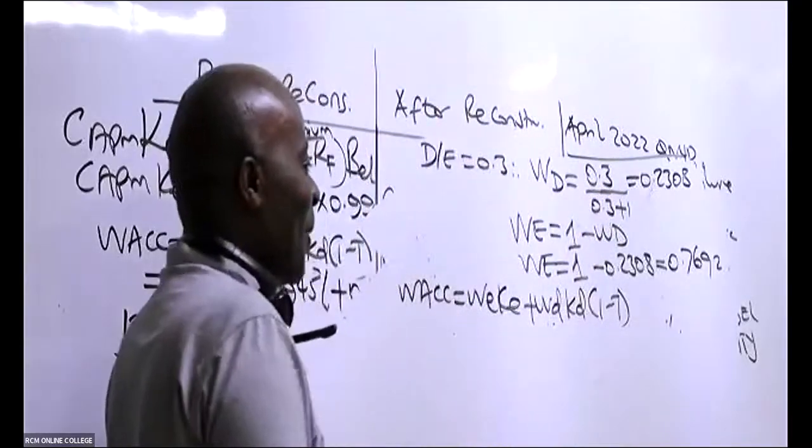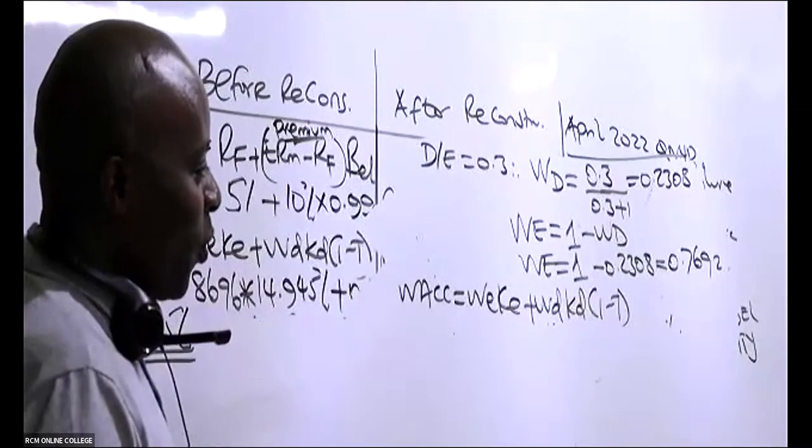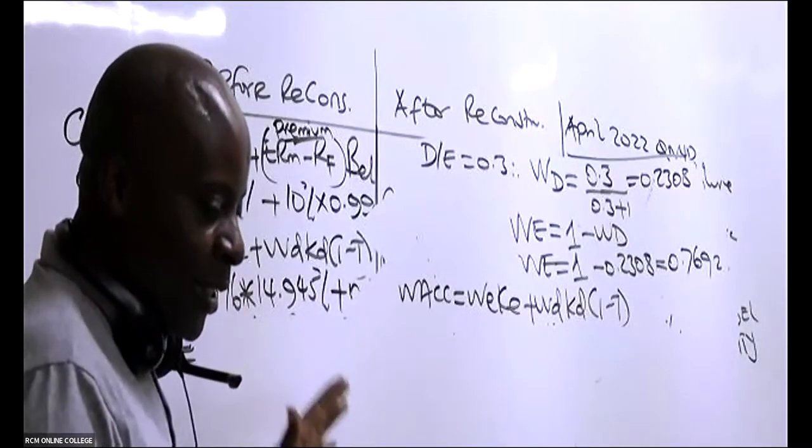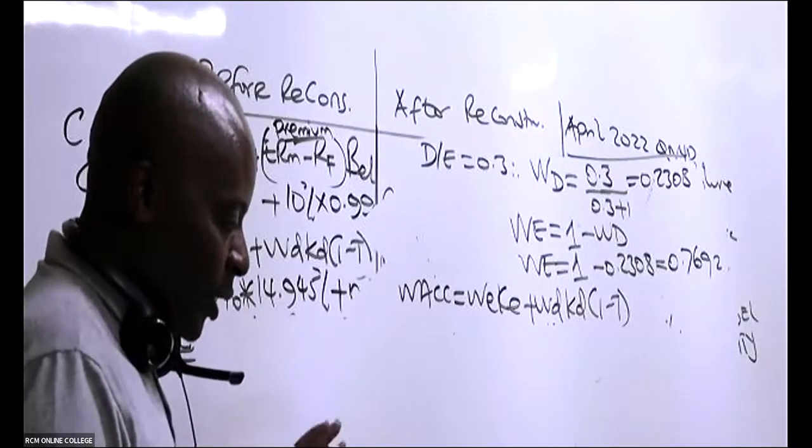You're counting every mark. KD is always equal to the risk-free rate. Not unless you're told otherwise, KD is always equal to the risk-free rate.